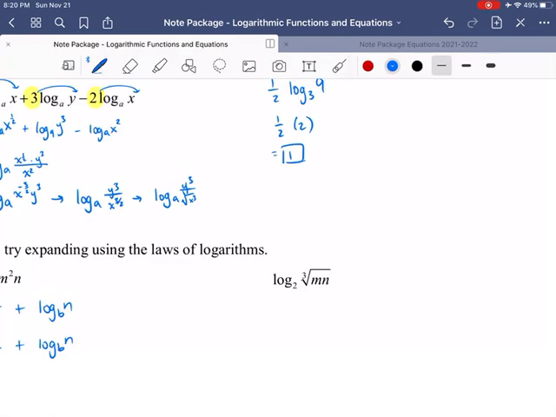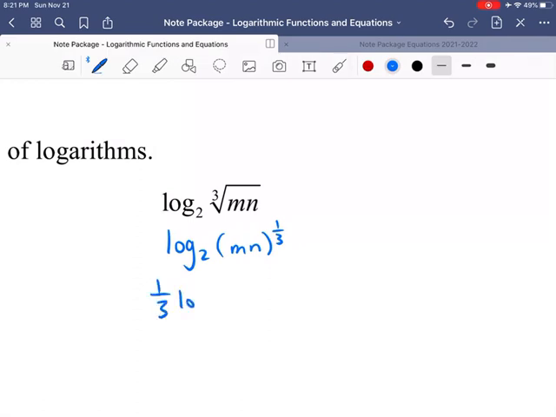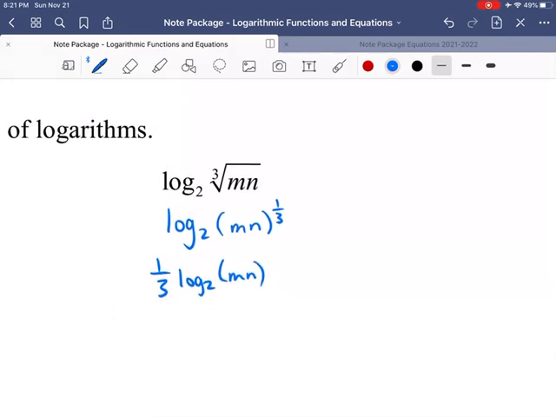All right, log 2 of the cube root of mn. So let's just get this to the exponent 1/3. Now you could bring 1/3 down to the front, and we get 1/3 log 2 of mn, and that will simplify to 1/3 times log 2 of m plus log 2 of n.